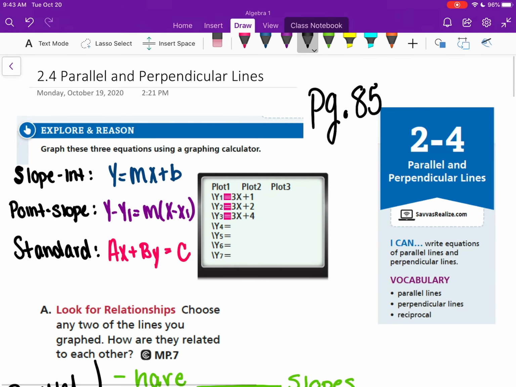Section 2.4 is about parallel and perpendicular lines, which means that we're done learning different formats. We've learned 3 forms of a line: slope-intercept form, point-slope form, and standard form. Jot them down if you need a refresher. But what we're going to do in this section is take what we know about lines and how to write lines and determine if 2 lines are parallel or perpendicular.